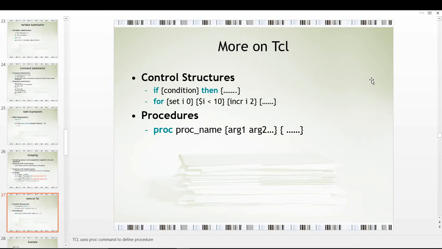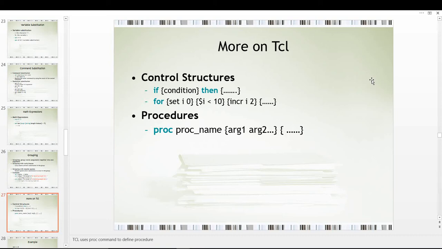Some control structures, if condition, then execute something, or some for loops. For example, you set some parameter value and it goes up to some value, what to do? Execute it. Some procedures, how they are done. This is the example. You can execute it, please try it. And results.